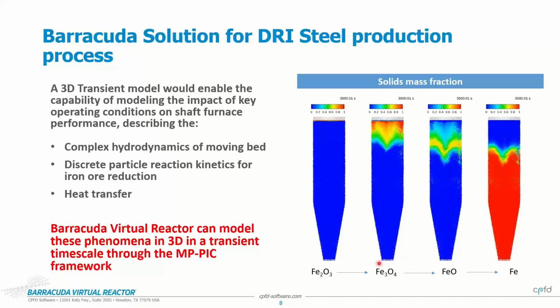One thing you'll notice is this is a very large industrial system, and we run it over a very long transient time scale. This is possible in Barracuda thanks to GPU acceleration and a lot of work that has gone into the code to make this process very efficient for modeling.